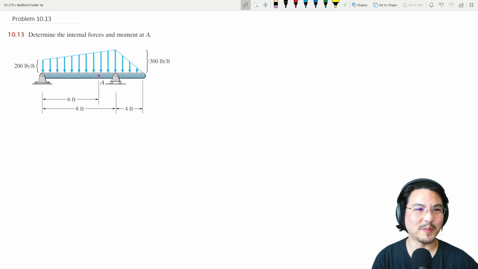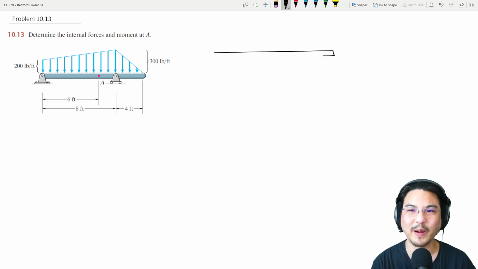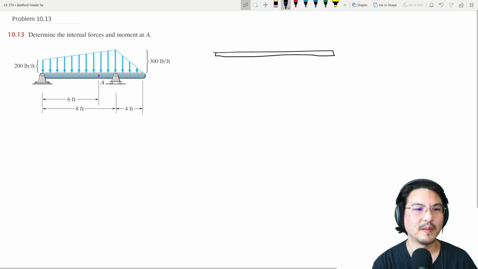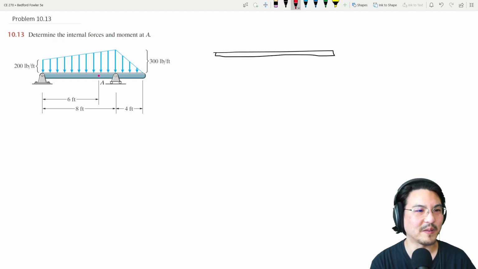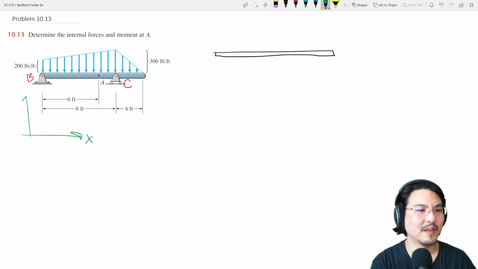Everybody, let's try this problem. So we have a bar, so I'm going to draw the free body diagram. And let me label these. I'll call this pin B and roller C. Okay, and then I'll pick coordinates like this.